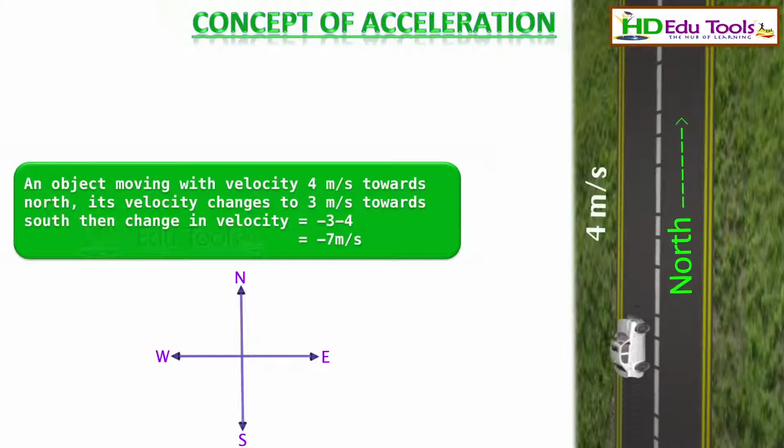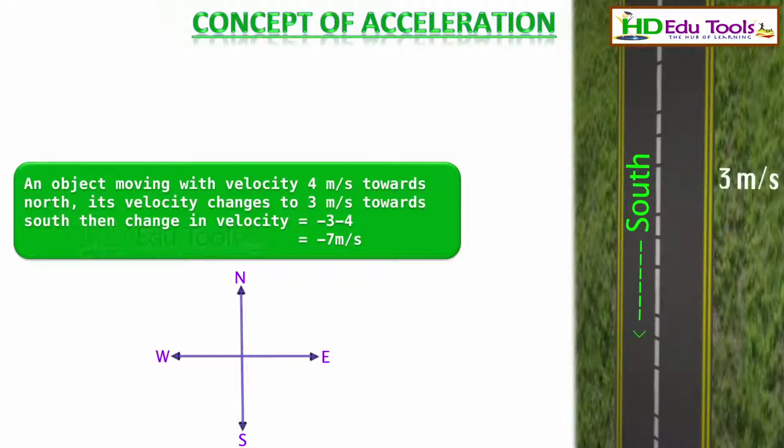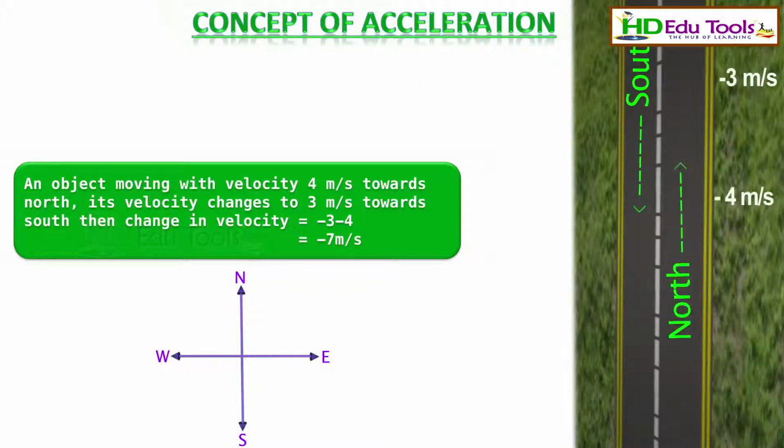Initial velocity is 4 meters per second. This has a positive sign, and the final velocity has a negative sign. Why? Because it is towards south. Therefore, the change in velocity is minus 3 minus 4, which is equal to minus 7 meters per second.